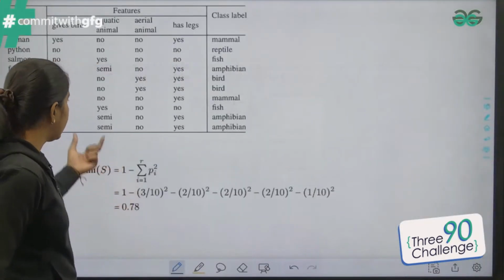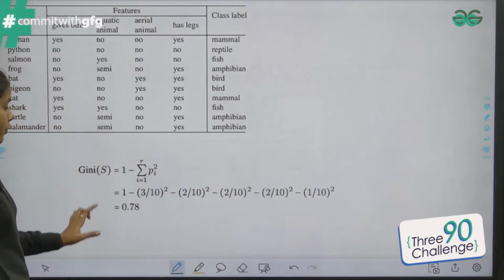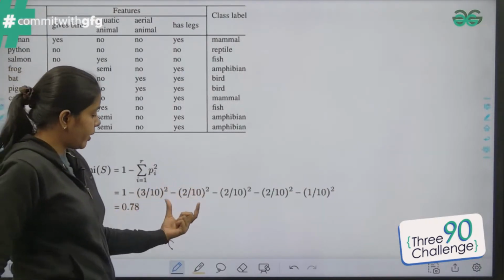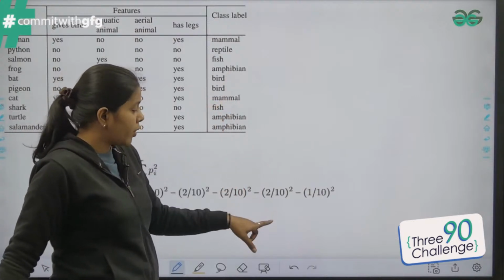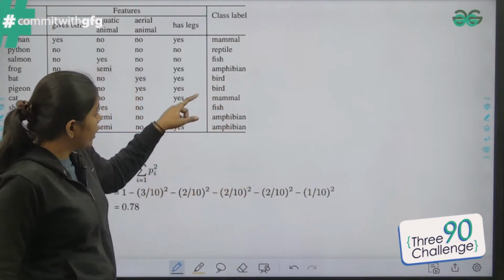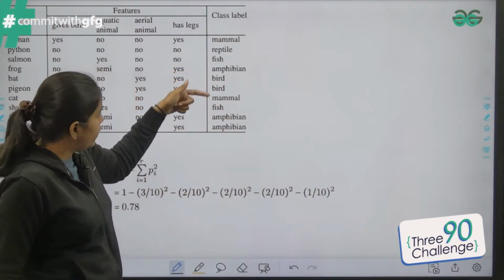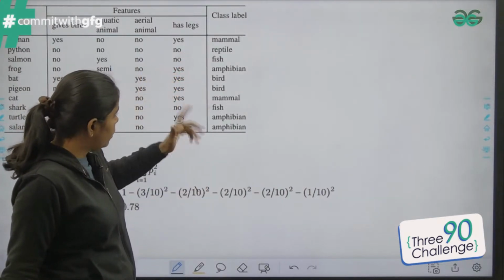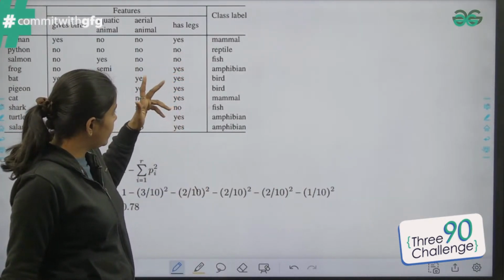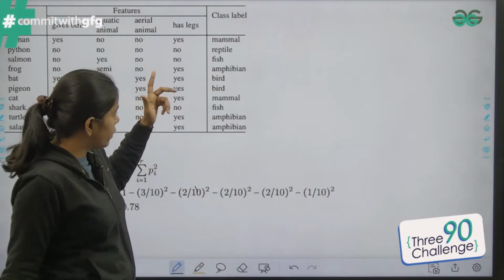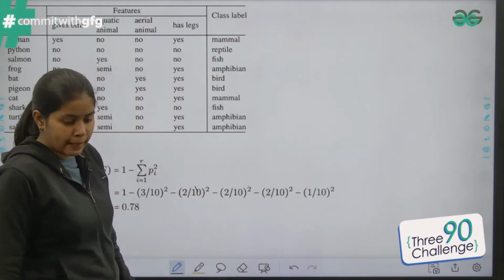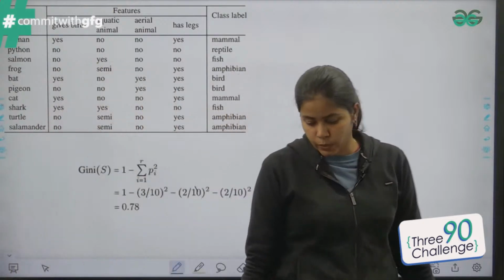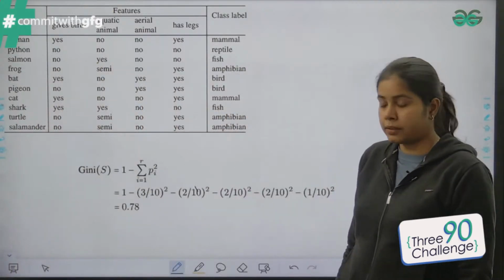So you can see that for this data set, if I have to find the Gini index, it would be 1 minus 3 by 10 square minus 2 by 10 square, and so on, because I already told you that we have 3 amphibians, 2 mammals, 2 fish, 2 birds, and 1 reptile, right? So on solving, we'll get the Gini index for this data set.